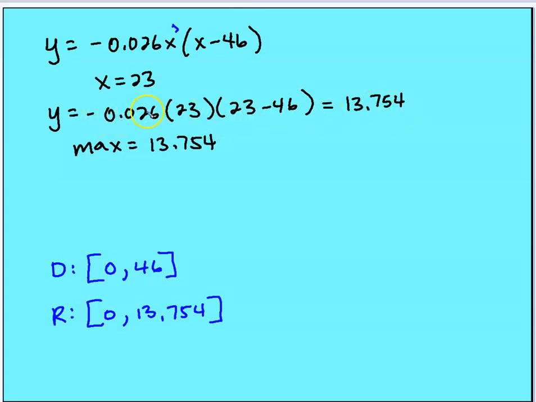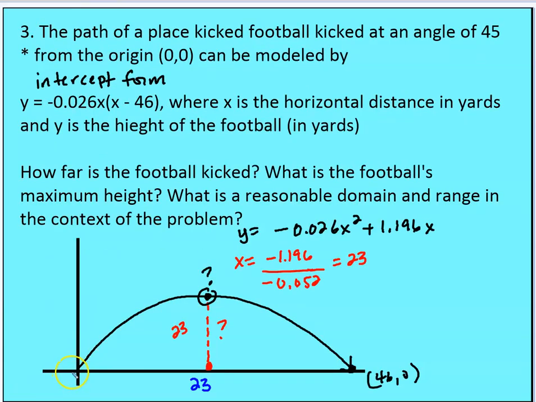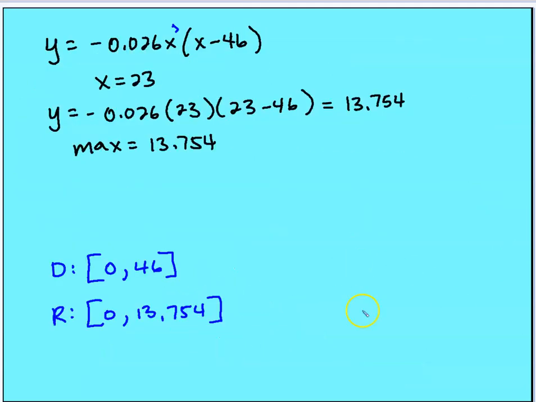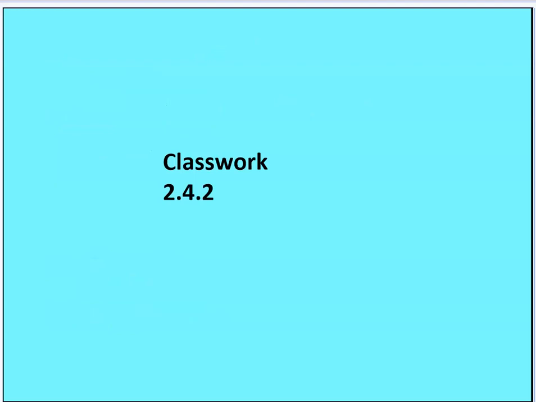So negative 0.026 times 23 times 23 minus 46 is equal to 13.754, so that's my maximum height. So then a reasonable domain and range would be 0 to 46, because I don't really have any negative values, even though there would be in this particular parabola for y. So I'm just going to consider all the positive values here. So my reasonable domain would be from 0 to 46, and a reasonable range is going to be from 0 to 13.754.